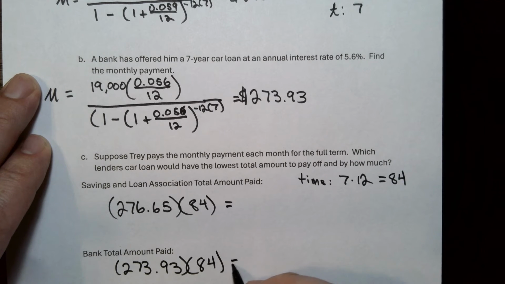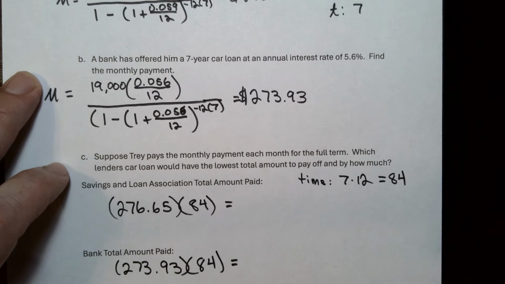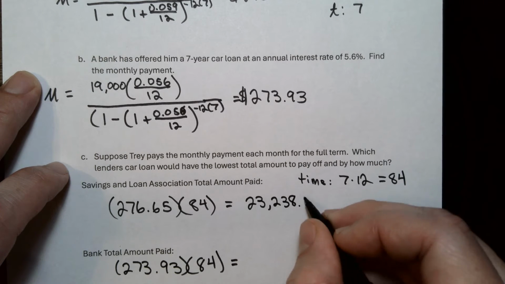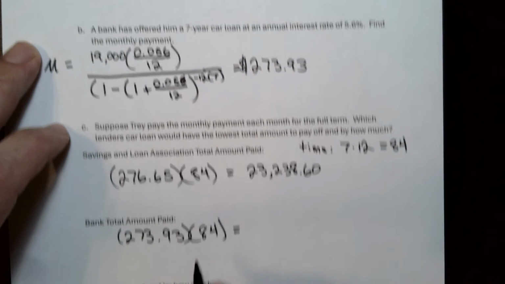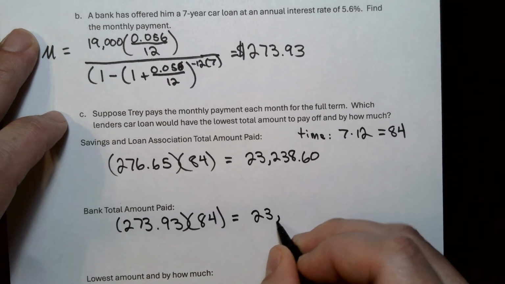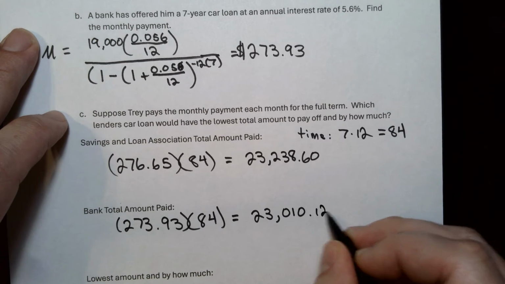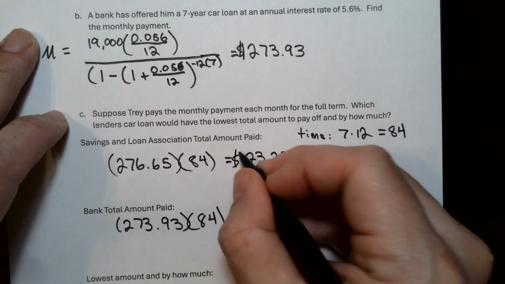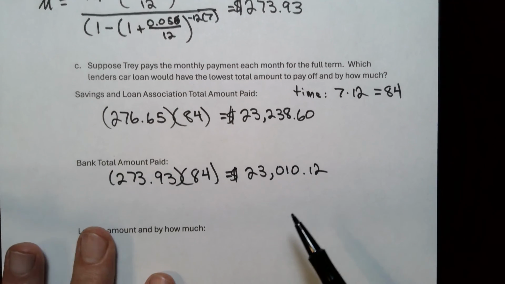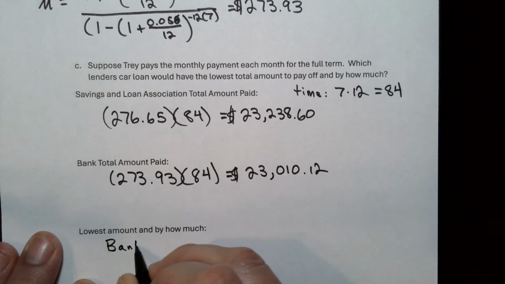Okay. And if you put both of those into your calculator, the first one, savings and loan, will give you $23,238.60. And if you multiply these two together down here, you will get $23,010.12. Okay, so which one is the better deal? Well, the better deal is the one you pay less on, right? So this one is the better deal. And by how much? Okay, so it's the bank. The bank is the better deal.